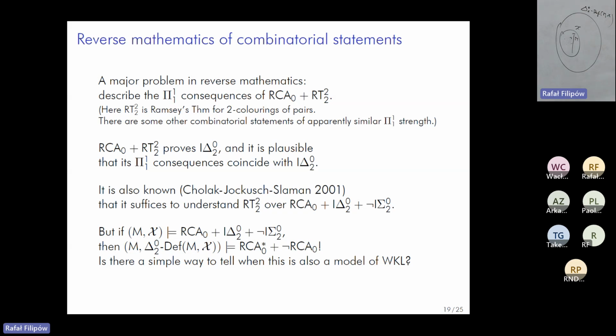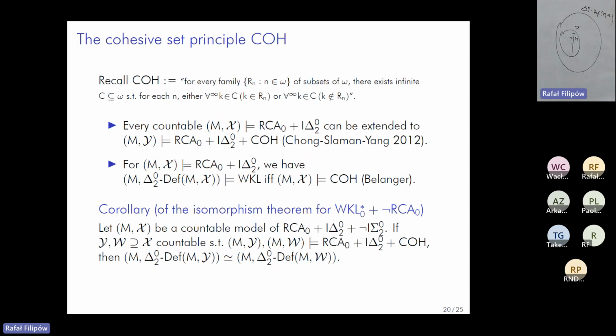And now we have these surprising results about what happens in such structures if they also satisfy weak König's lemma. So you wonder, is there a way to tell when the delta 2 definables of such a model satisfy weak König's lemma? Is there a simple way to tell when they do? And in fact, there is.